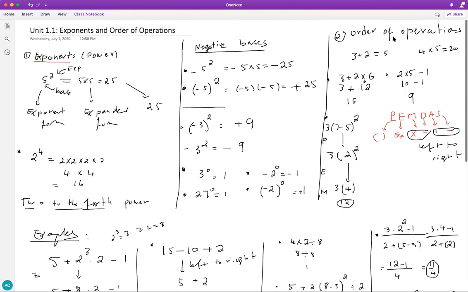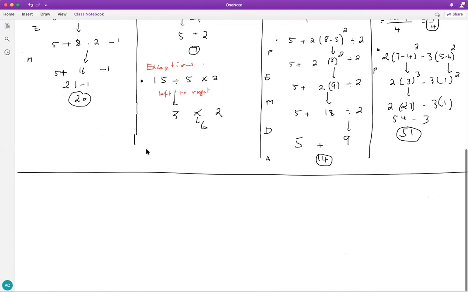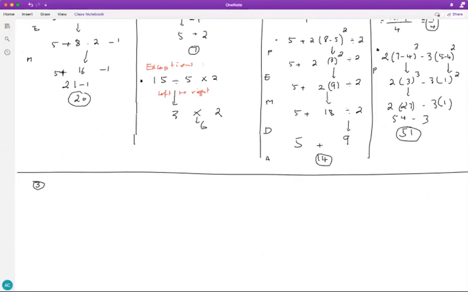Okay, so the next section here, after the exponents, the order of operations, is the inequality symbols. So we're going to look at inequality symbols and statements and see the difference between them. So that's number 3, inequality symbols.